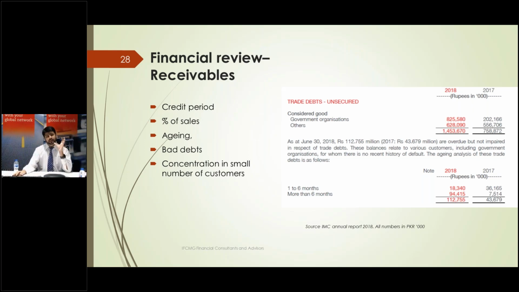Next, we need to consider aging of the trade debts. As you can see, there are a few debts that are overdue from 1 to 6 months and more than 6 months that are disclosed, and again very minimal, but the company has disclosed this information nonetheless, and it has clearly stated that these include various customers including government organizations and with no history of default.